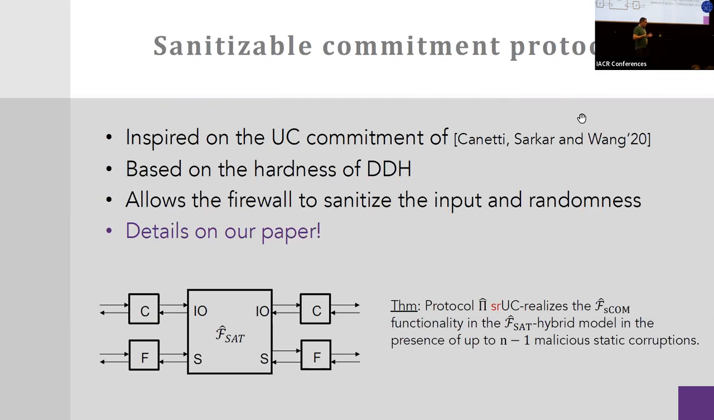We built this UC commitment, inspired by Canetti, Sarkar, and Wang from Eurocrypt 20, I think. This is based on DDH. I'm not going into the details of the protocol here; this is in the paper. But the main idea is that the construction allows the firewall to re-randomize everything, and then on the opening, readjust to what it did. The kind of theorem that we prove, we call SRUC, for subversion-resilient UC, which just means that the environment and the adversary are quantified over this specious environment and adversary, the ones that can do this type of specious corruption in the ideal model.